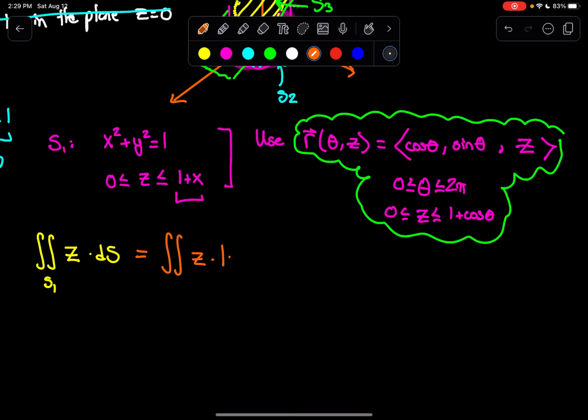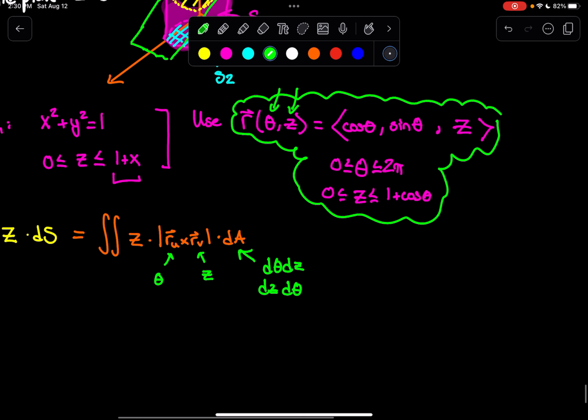And so hopefully we remember from our formula that we'll have z, but what does dS become? Well, our small change in surface is the magnitude of r sub u cross r sub v dA. And in this case, our u here is going to be theta, and our v here is going to be z, because those are the parameters that we chose to describe this cylinder with. And then that means that our dA is going to be in terms of d theta dz, or dz d theta.